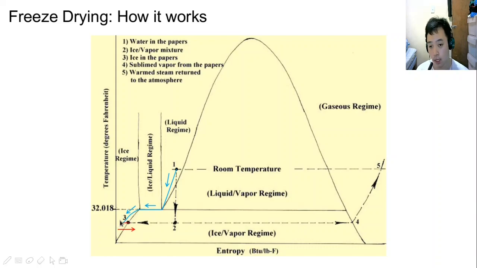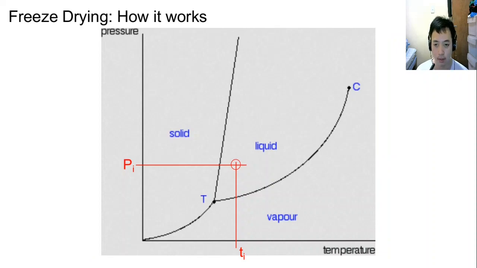So if you're freeze drying, you need the solid ice to go here, to the ice-vapor region, you need it to sublimate. But how do you make it from here to there? To explain that concept, let's look at this pressure-temperature diagram.